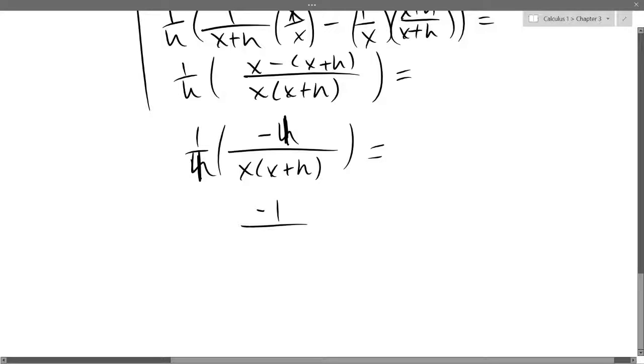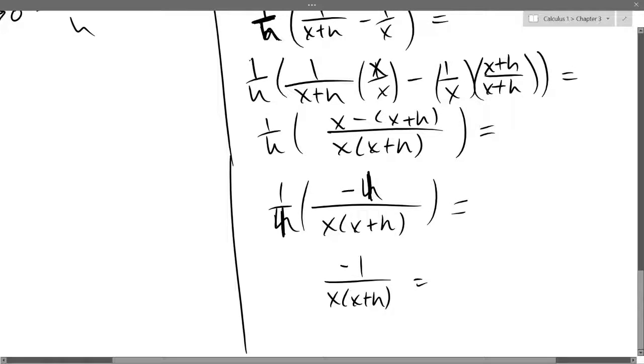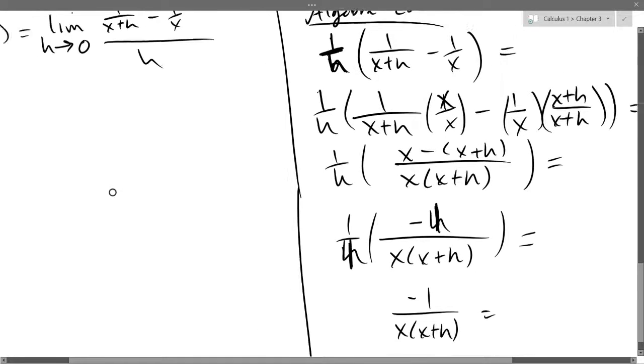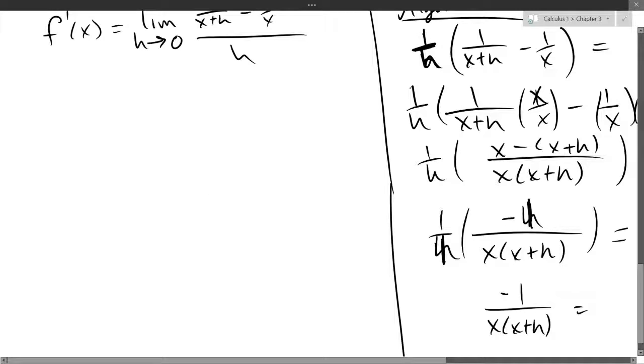The bad H is gone. We lost it right here when I drew the one through it. And we're ready to plug in our zero for H because we're no longer dividing by zero. Of course, X plus zero is X. However you want to write this fraction is fine. This is F prime of x.